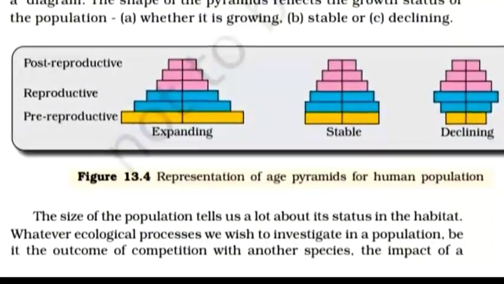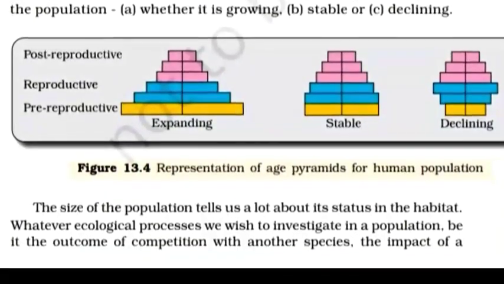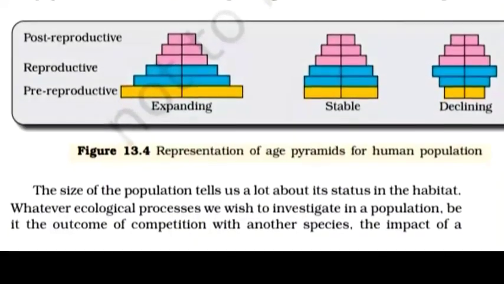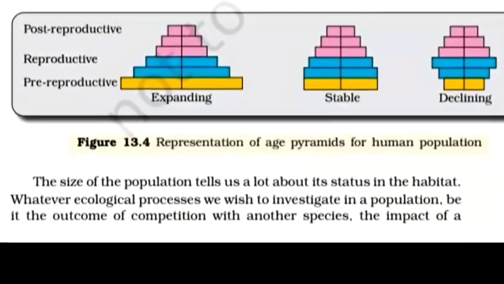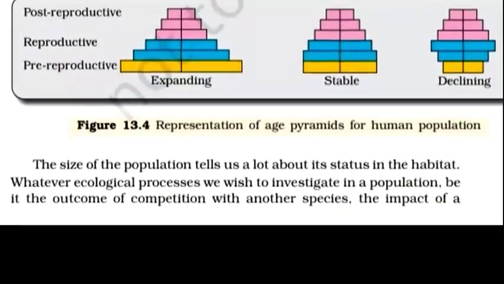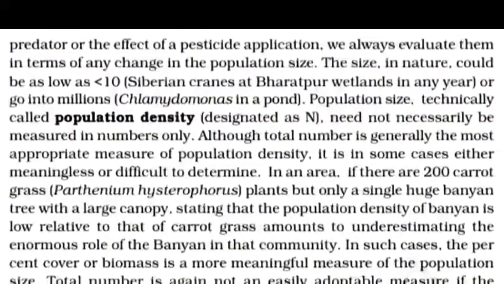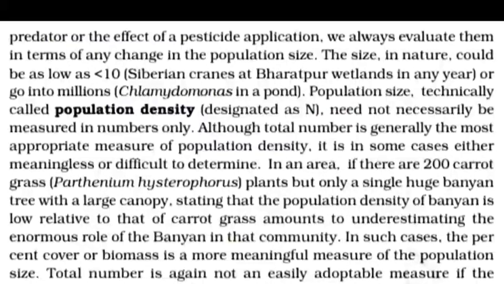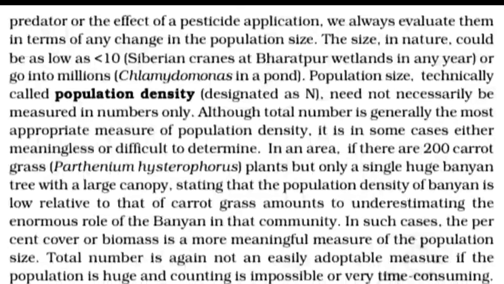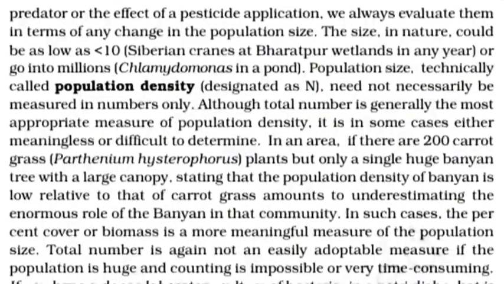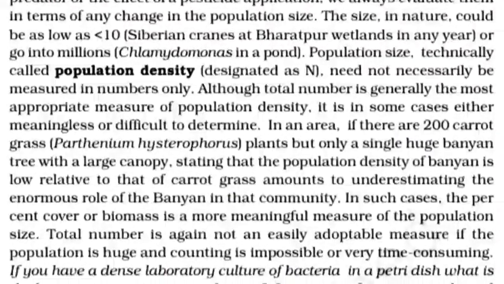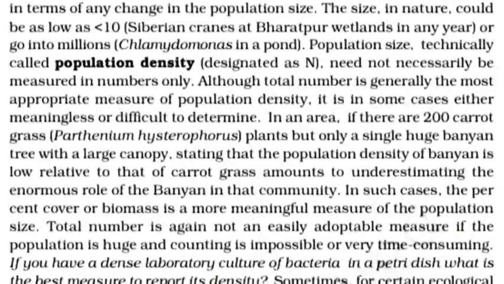The size of the population tells us a lot about its status in the habitat. Whatever ecological processes we wish to investigate in a population, be it the outcome of competition with another species, the impact of a predator, or the effect of a pesticide application, we always evaluate them in terms of any change in the population size. The size in nature could be as low as fewer than 10 Siberian cranes at Bharatpur wetland in any year, or go into millions of Chlamydomonas in a pond.